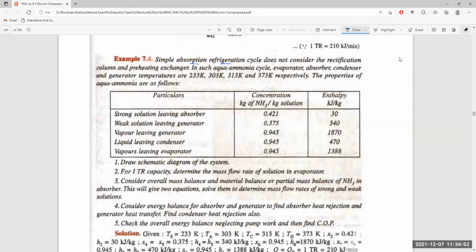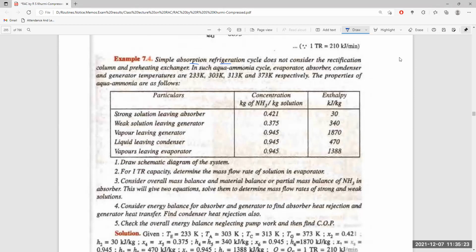Here, aqua ammonia cycle: evaporator, absorber, condenser, and generator temperatures are 233 Kelvin, 303, 313, and 373. The properties of aqua ammonia given here: the strong solution leaving the absorber has an ammonia concentration of around 0.21 kg per kg solution, and enthalpy of 30 kilojoule per kg.